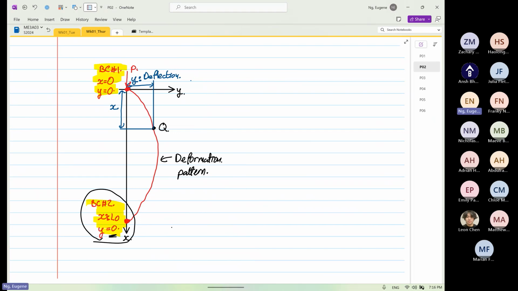Now, how to make this deformation pattern exactly the same as what we have in real life. Okay, so we want the deformation pattern to look exactly like this. So the only way that we can do this is by doing this.